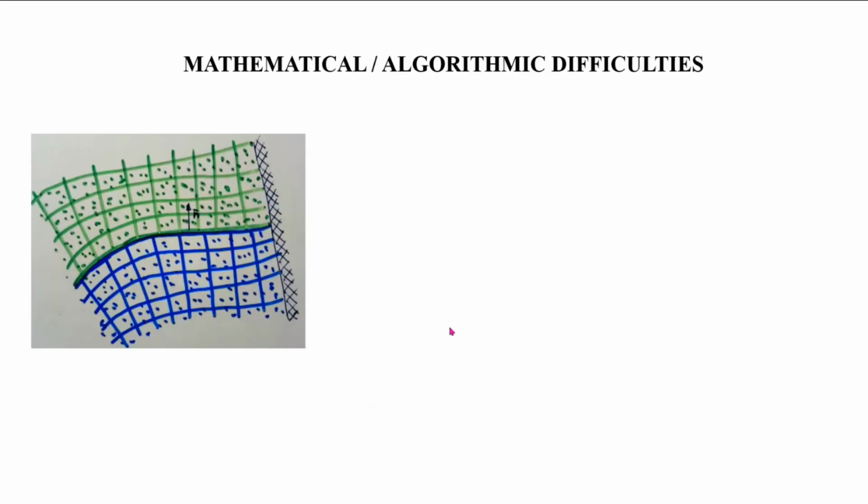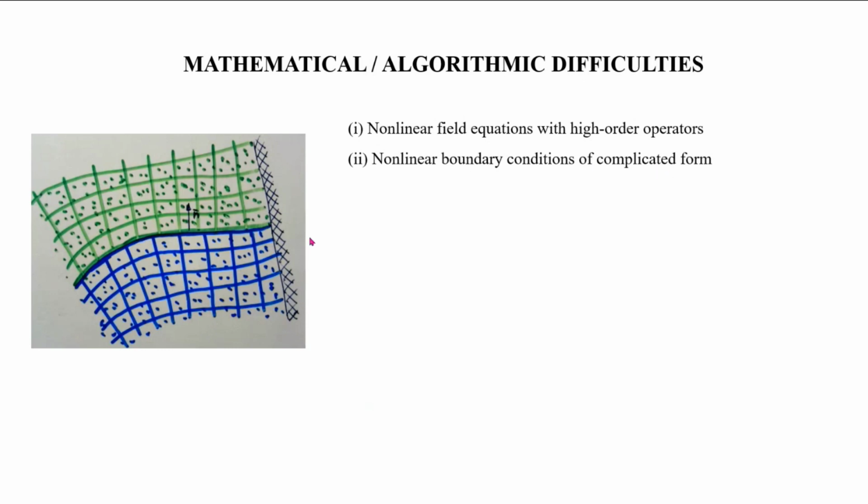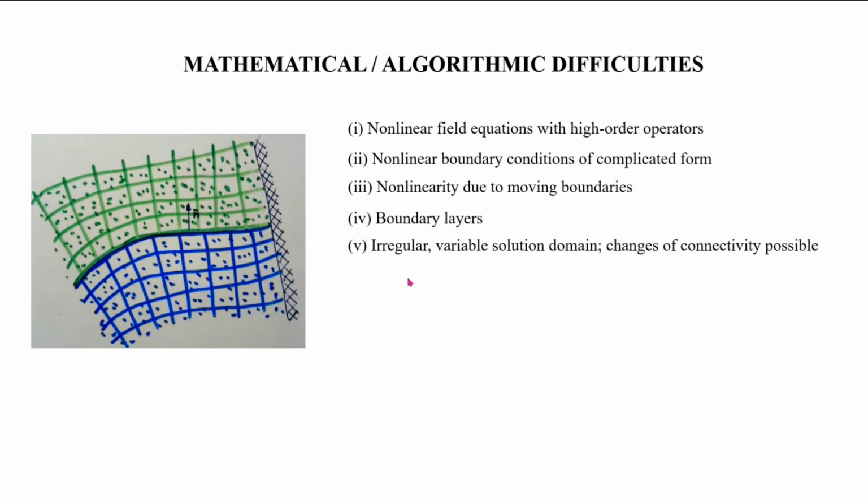Now, if you look at mathematical difficulties, we have nonlinear field equations with high-order operators. We have nonlinear boundary conditions of complicated form. Then we have nonlinearity due to moving boundaries. So the fact that we have moving boundaries, even if the field equations are linear, still makes the problem nonlinear. We have boundary layers near these interfaces. And of course, we have an irregular, variable solution domain. And we can have changes of connectivity, which we call topological bifurcation. We can start with a simply connected domain and end up in a multiply connected domain.